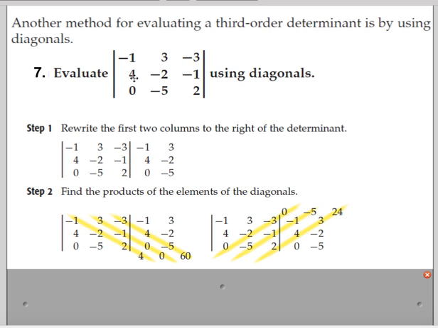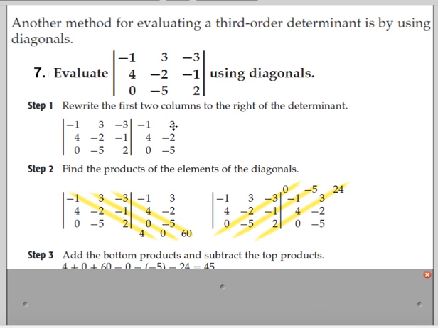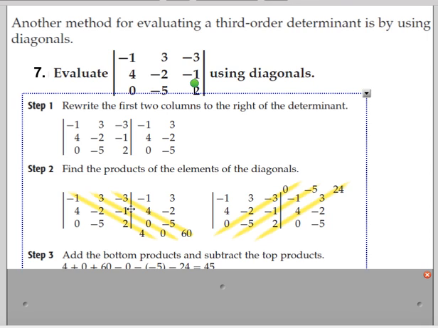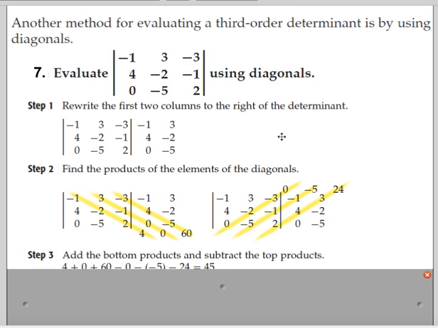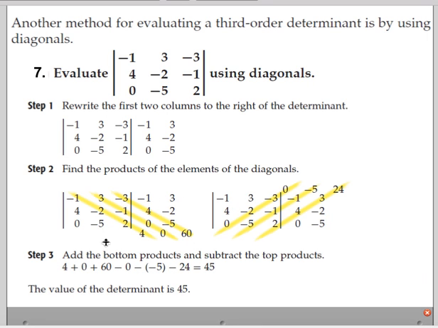So that's what they took. They took negative 1, 4, 0, and it went here. The second column is 3, negative 2, negative 5. That's written there. And so we want to find the products of the elements of the diagonals. So to do that, you can see where they have the yellow lines drawn. They multiplied negative 1 times negative 2 times 2 and got 4. They multiplied 3 times negative 1 times 0, they got 0. They did negative 3 times 4 times negative 5, and they got 60.